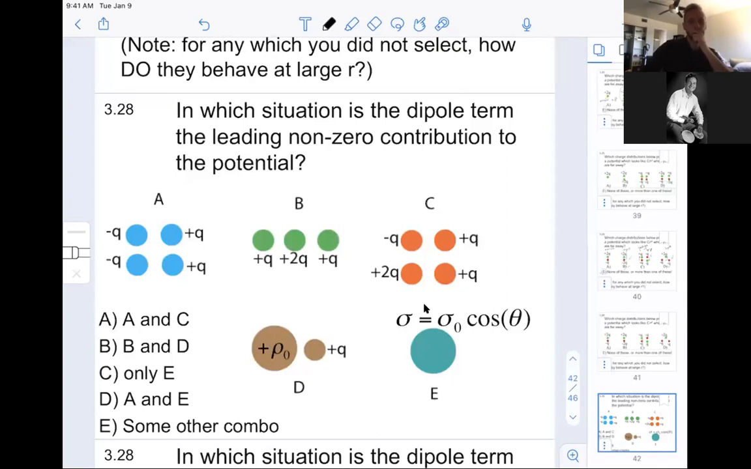So this is our results. We have 5 different scenarios, and we want to find again the dipole term being the leading term. So the monopole term should drop. Okay, so let's look at them one by one. And choice A, do you think this will give us a dipole term?